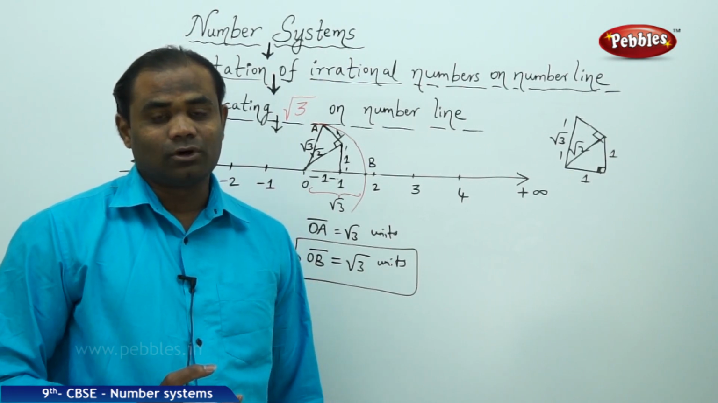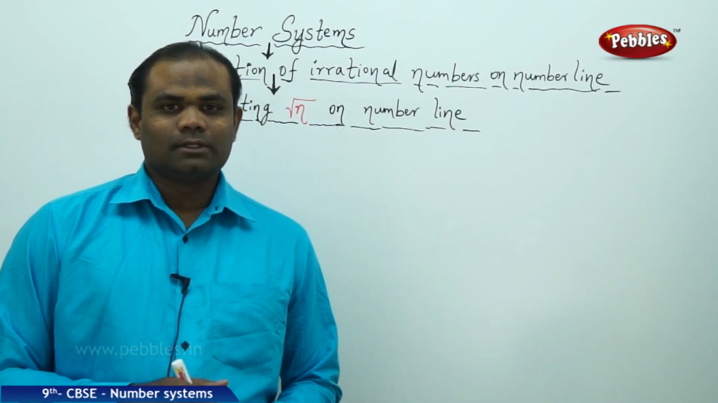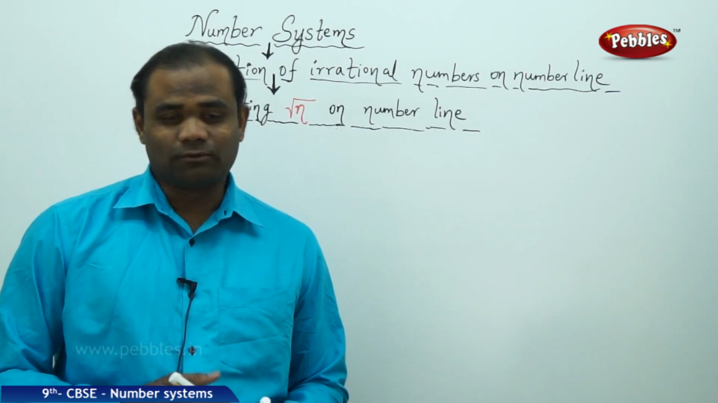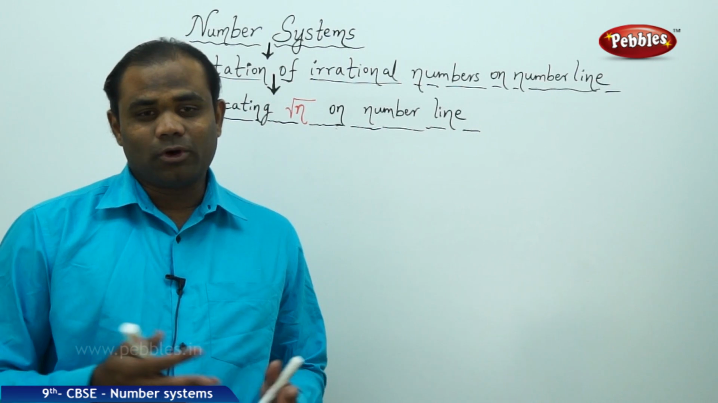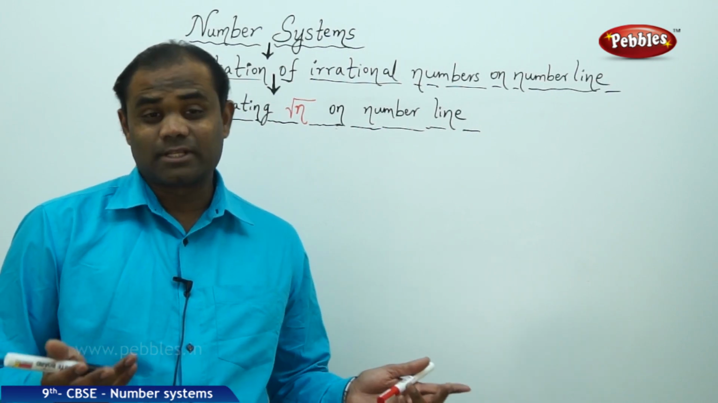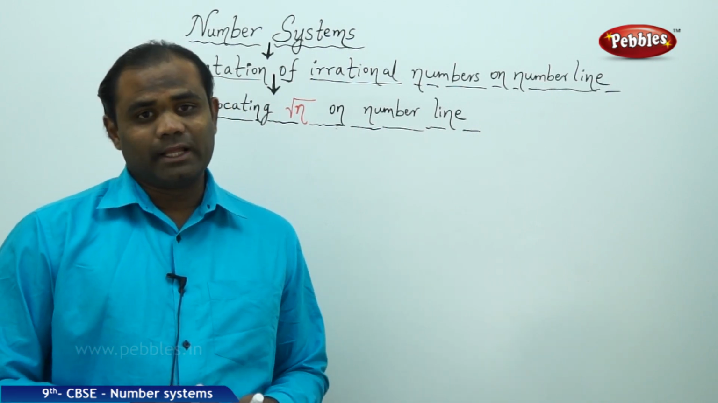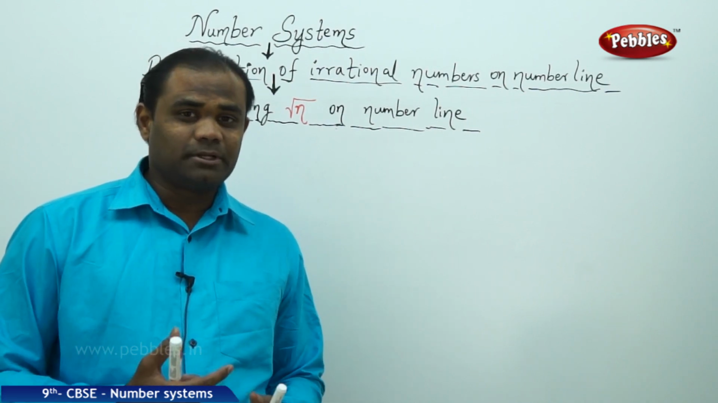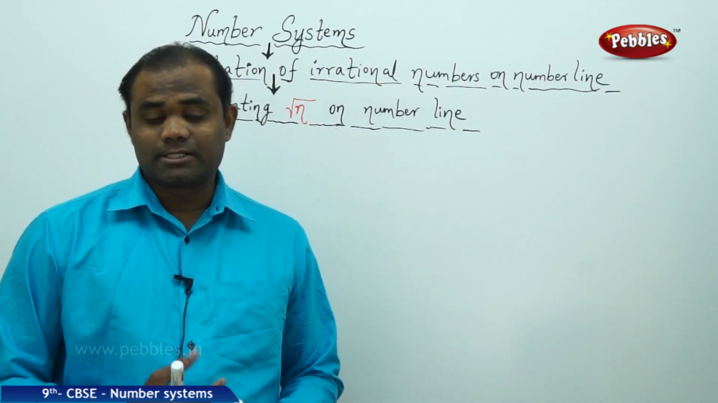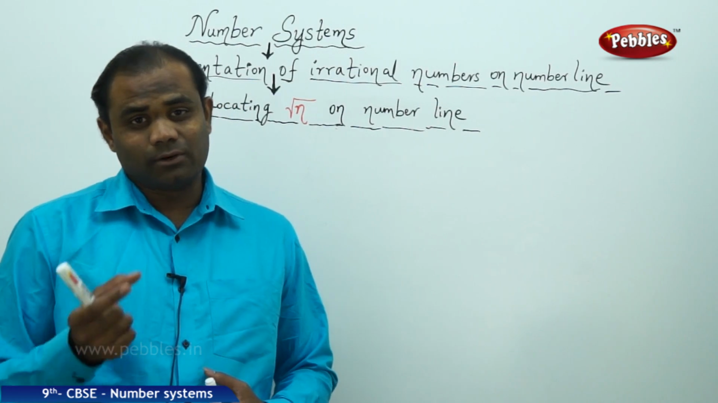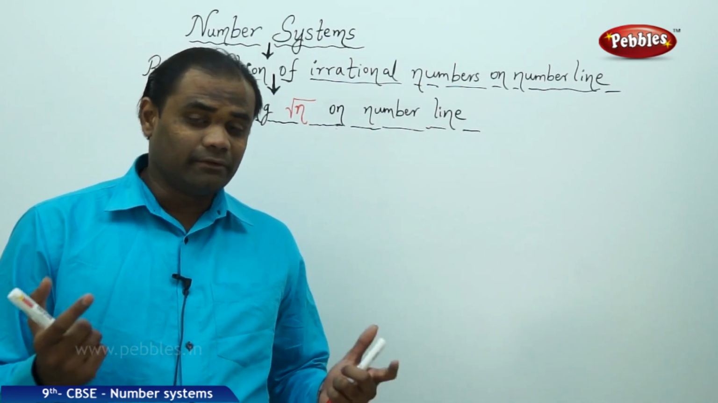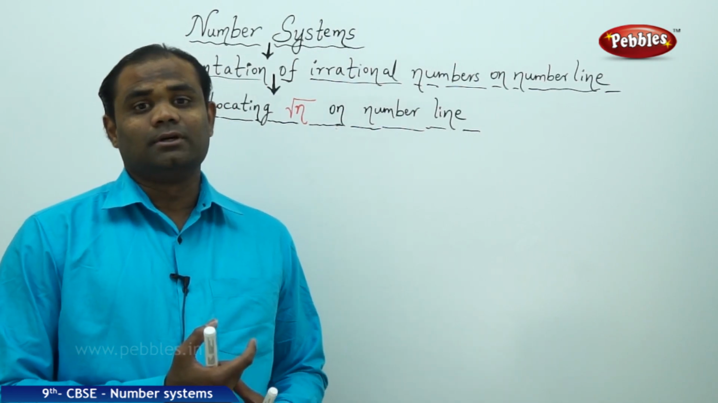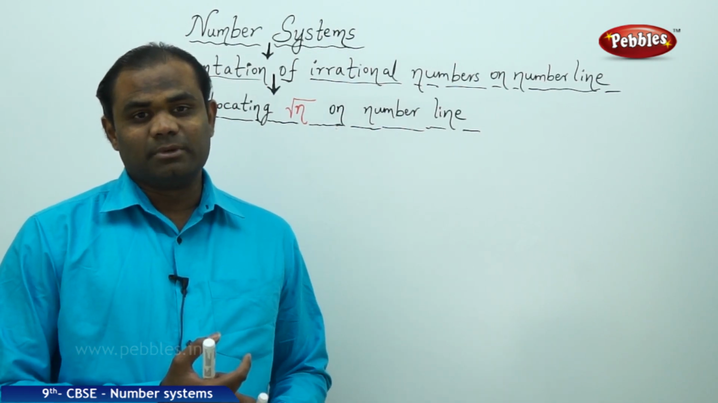Irrational numbers on the real number line. Now that we have seen the process of locating root 2 and root 3 on the number line, what about root 5, root 6, root 7, root 8, or other square roots which can be represented on the number line? Is it that only root 2 and root 3 can be represented on the number line? Or is every irrational number representable on the real number line? That is the biggest question out here.